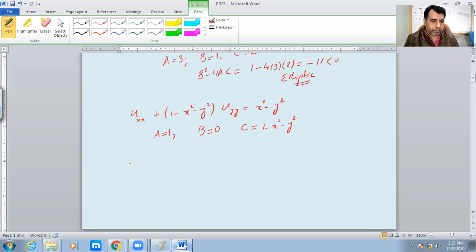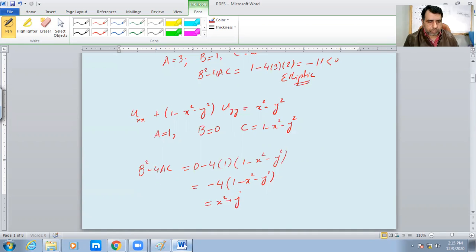Now we compute the discriminant b square minus 4ac, that would be 0 minus 4 times (1 minus x square minus y square). So this is going to be negative 4 times (1 minus x square minus y square), or you could write 4 times (x square plus y square minus 1). But this is not a constant value. It depends upon the coordinates x, y that change when you move in the domain. So based on the values of x and y, the category will be decided.